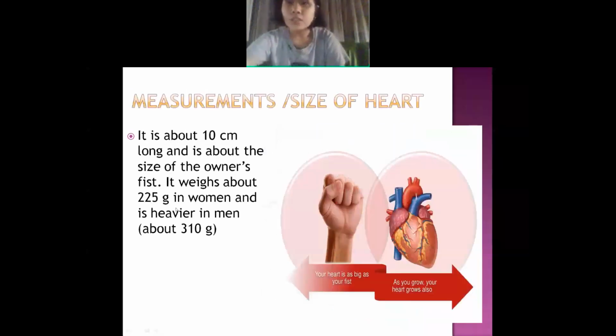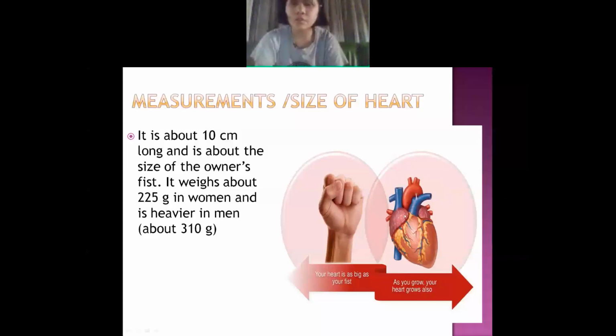So now let's see the measurement of the heart. How long is your heart? Your heart is 10 centimeter long. If you measure from here till here, you will find that it is 10 centimeter long. And it is the size of your fist, the size of the owner's fist. Owner means me, means myself. So it will be this much.